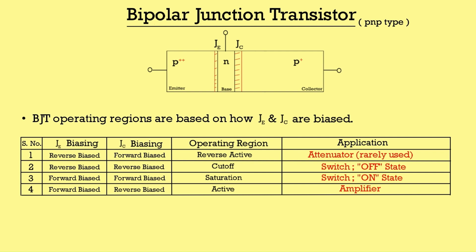The fourth case, in which the emitter junction is forward biased and the collector junction is reverse biased, is the most important configuration of the BJT, as the application of amplifier is the most important application of BJT, and we will be looking deep into how a BJT is used as an amplifier.